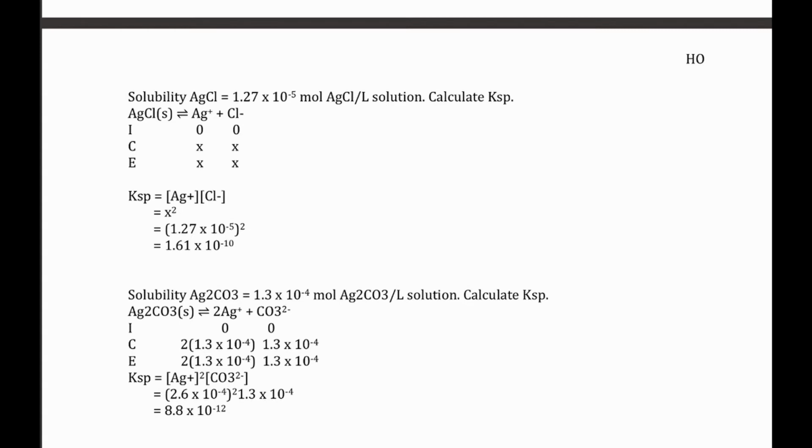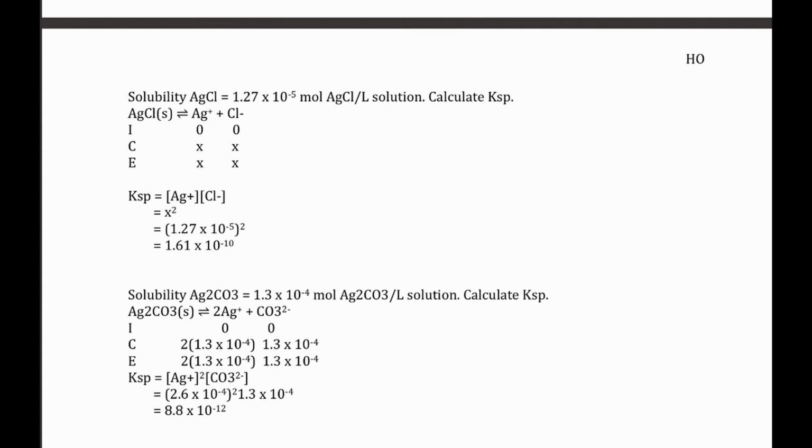Our next problem is the solubility of Ag2CO3 equals 1.3 times 10 to the minus 4 moles of Ag2CO3 per liter of solution.